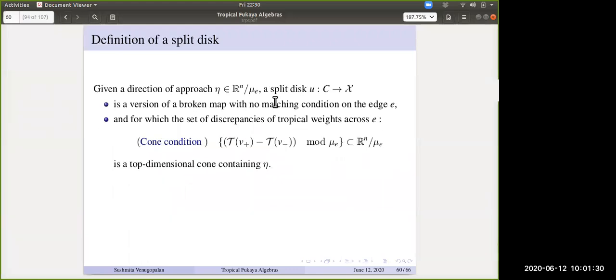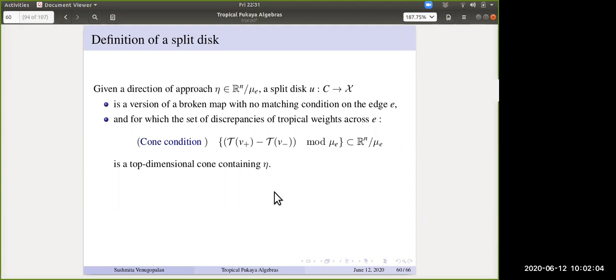Okay, so now I'm in a slightly better position to give a more rigorous definition of a split disk. Given a direction of approach, a split disk is a version of broken map with no matching condition on certain edges, and for which the set of discrepancies of tropical weights across E is the top dimensional cone containing the direction of approach. So eta is the direction of approach. So the set of discrepancies is a top dimensional cone containing eta.